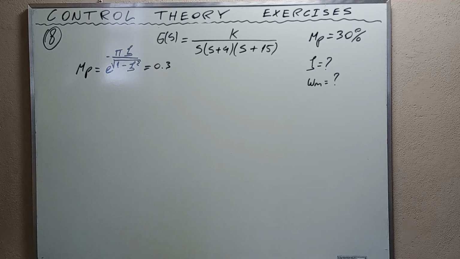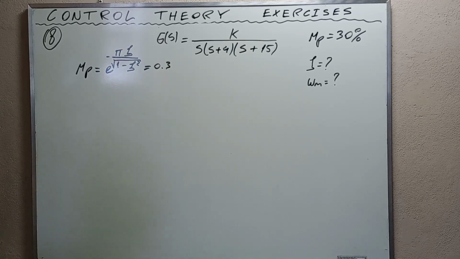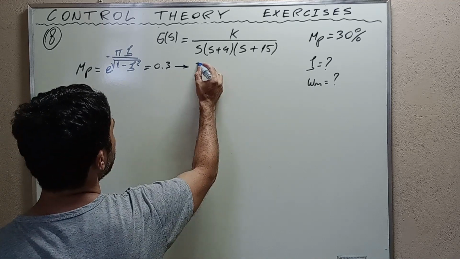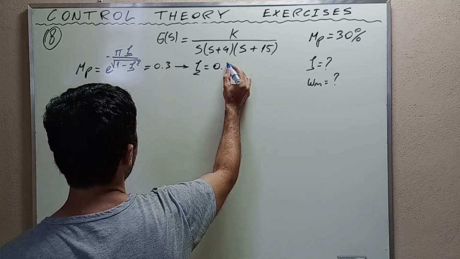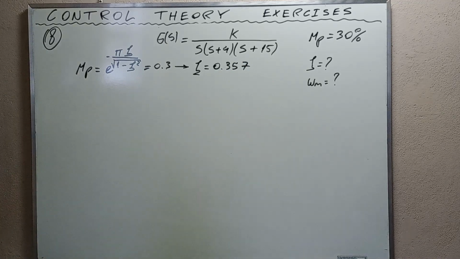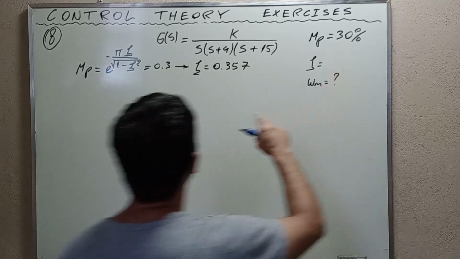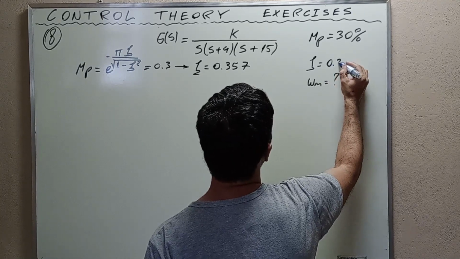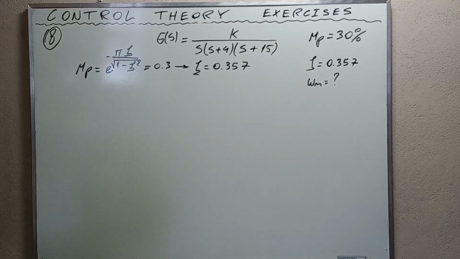We are going to take the natural logarithm of both sides here. Okay, taking the natural logarithm of both sides, we find that zeta is equal to 0.357. Okay, this is the value of zeta. We found it through the expression of the maximum overshoot, 0.357. And how about the undamped natural frequency, Wn?